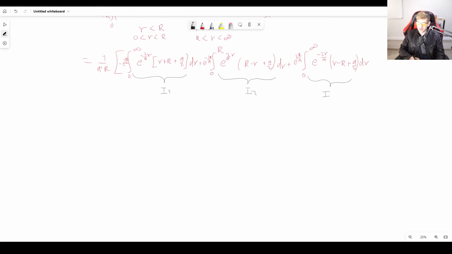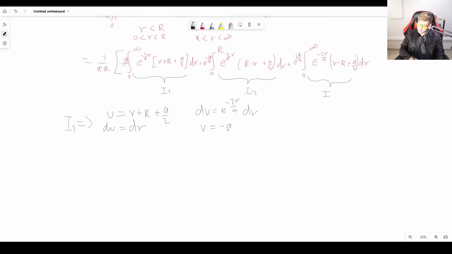Okay, so let's begin with the first integral, I1. We will solve it as before by using the method of integration by parts. Let u be r plus big R plus a over 2. Thankfully, this time it's going to be much faster. There's no need to integrate by parts twice. And dv will be e to the minus 2r over a dr.